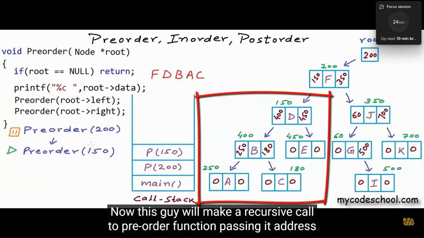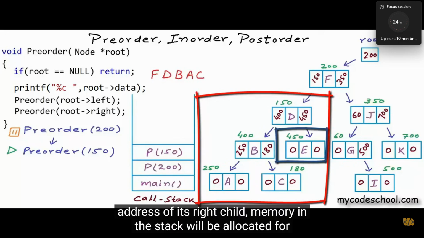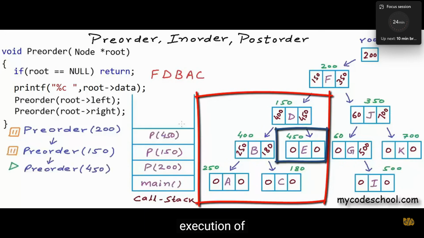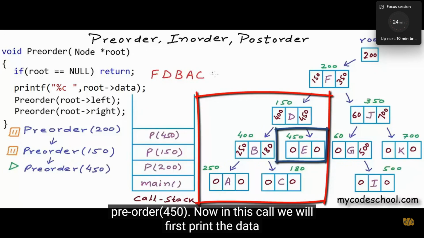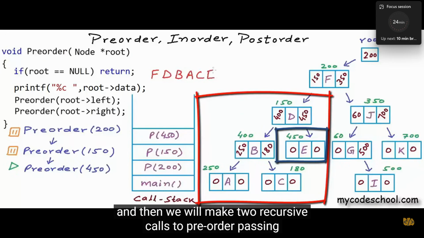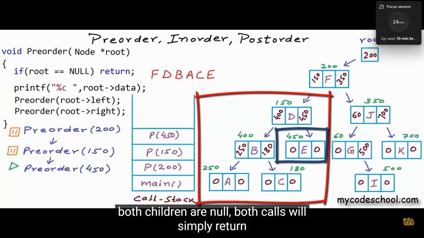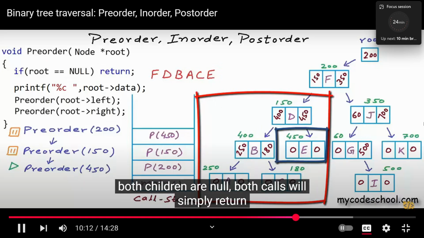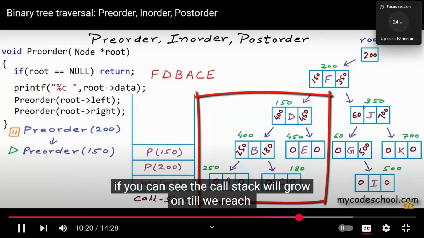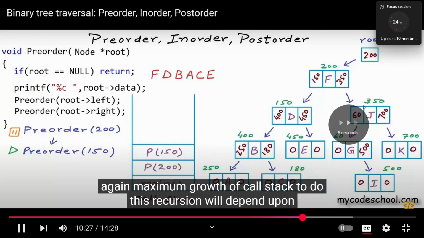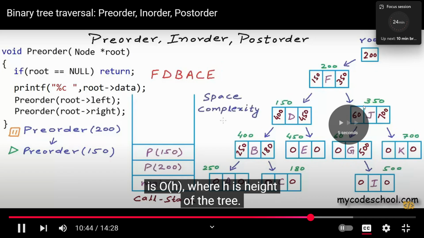Now this guy will make a recursive call to the pre-order function passing it address 450, the address of its right child. Memory in the stack will be allocated for execution of pre-order 450. Now in this call we will first print the data and then we will make two recursive calls to pre-order passing address 0 each time, because for this node at 450 both children are null. Both calls will simply return, and then if you can see, the call stack will grow only to n, or height of the tree h, where h is the height of the tree.